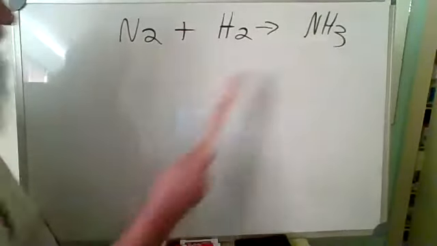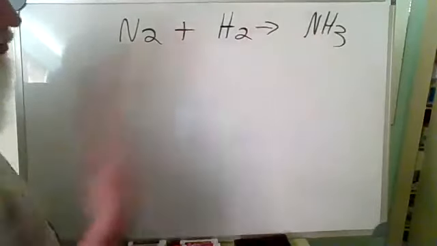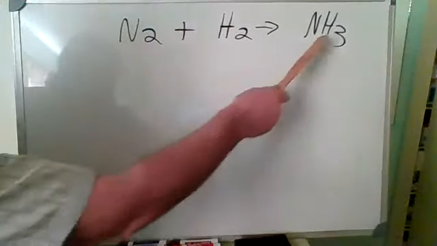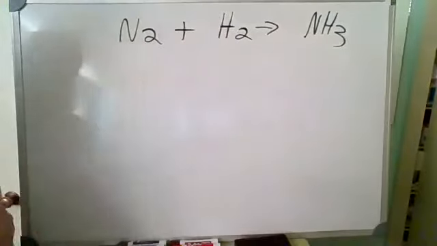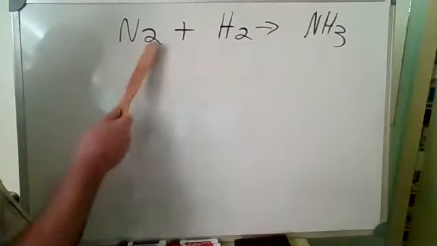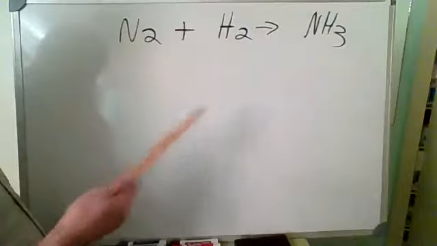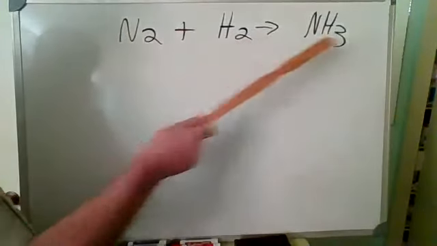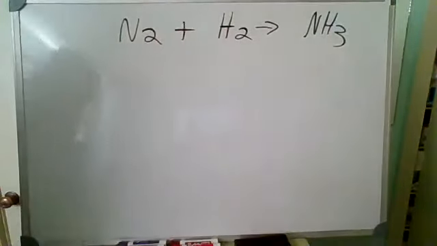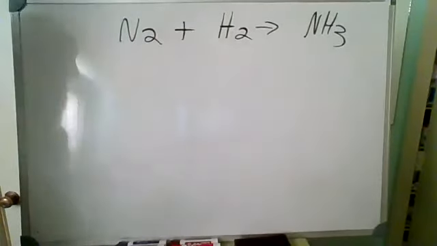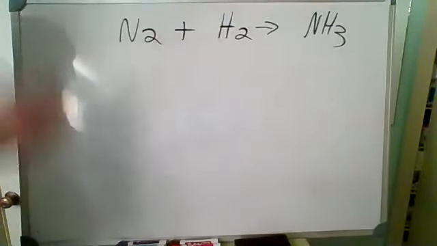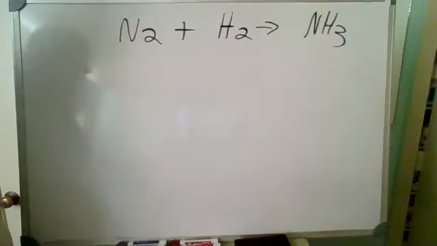Here, if there's nothing written, it's understood that there's a 1 there. So we have 1 nitrogen and 3 hydrogens. The nitrogens are not balanced: 2 here and 1 here. Nor are the hydrogens balanced: there's 2 here and 3 here. Our task is to get the number of atoms of each element the same on the reactant side and the product side. Now we're going to use what's called a brute force or trial and error approach.